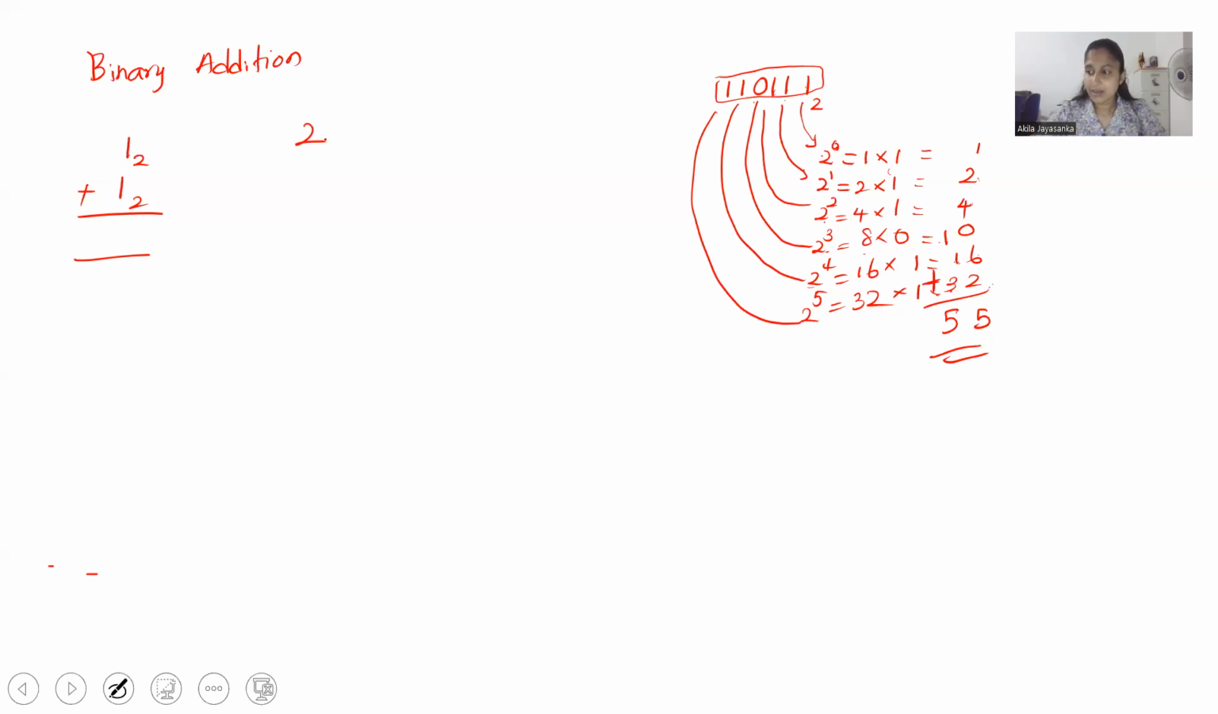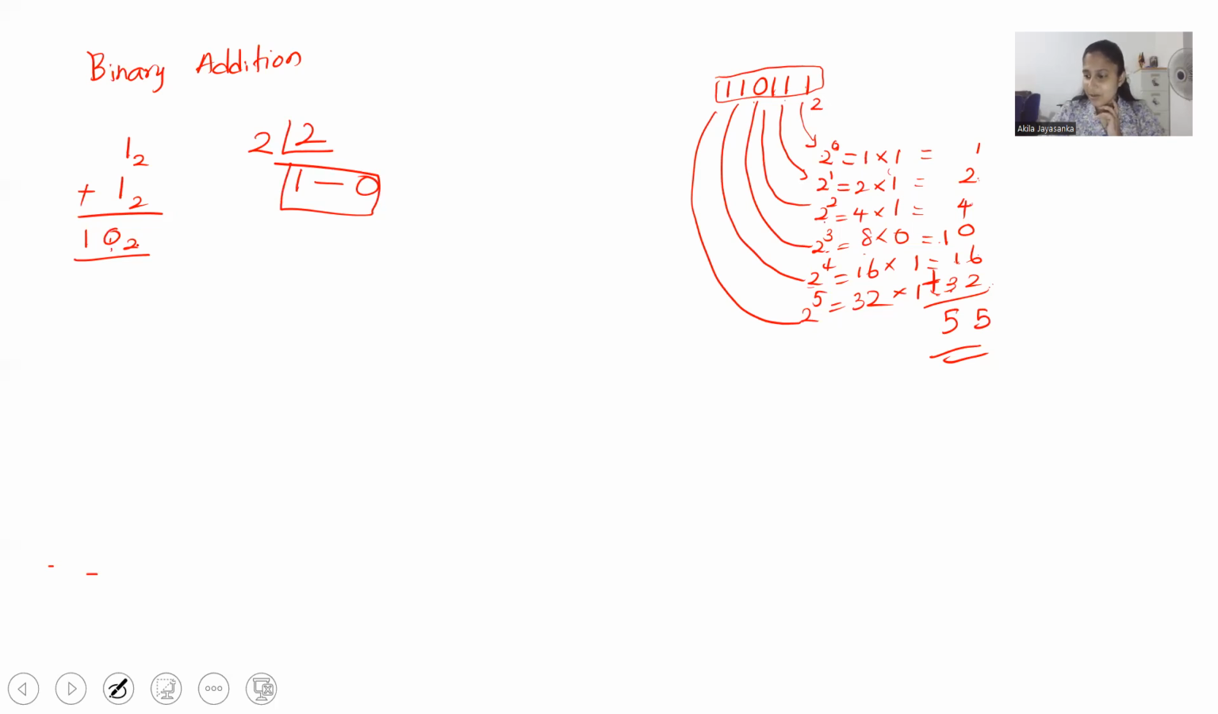But we can't place the value as 2, since there is no value 2 in binary format. To place this value here, we need to convert it into binary format by dividing it by 2. The value 2 is 1 and 0. This is the final value. You can replace this value as 1. This is the binary addition.